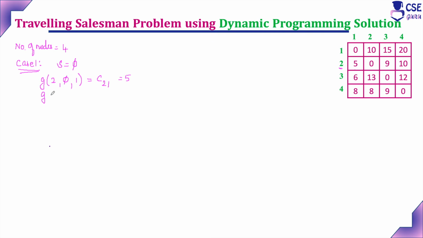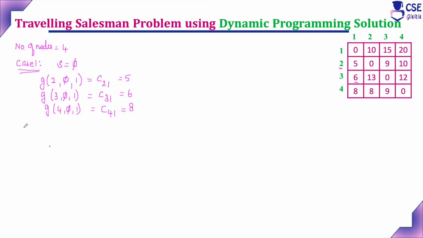Similarly, if you are considering the third city, G of 3, empty set, 1, this is C31. After visiting the third city, come back to the first city. Cost is 6. Similarly, G of 4, empty set, 1. After visiting the fourth city, come back to the first city. So, cost here is 8.